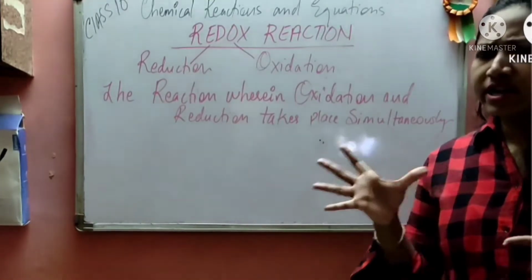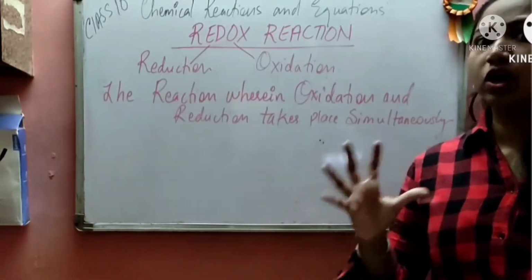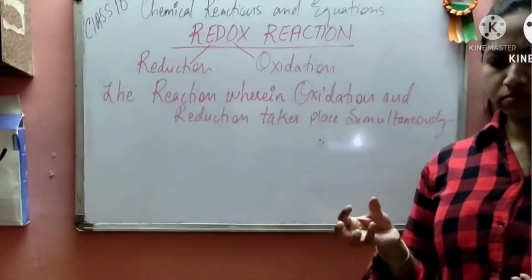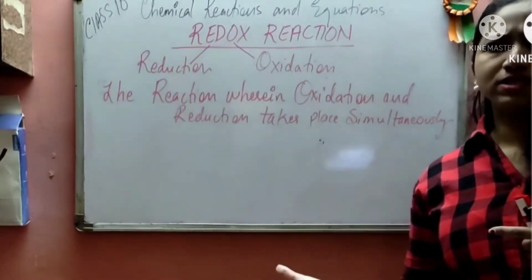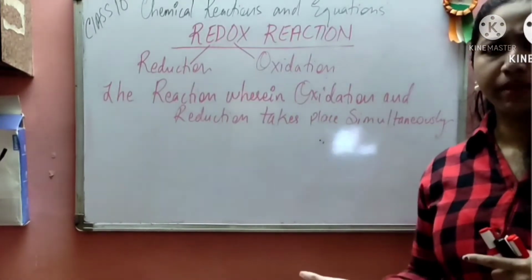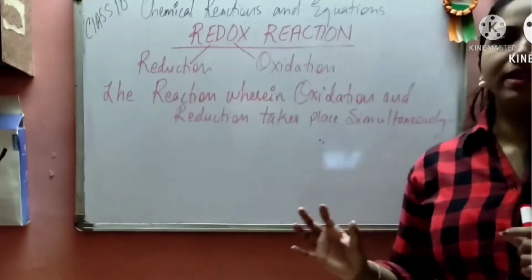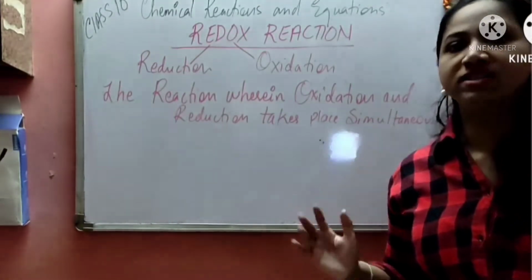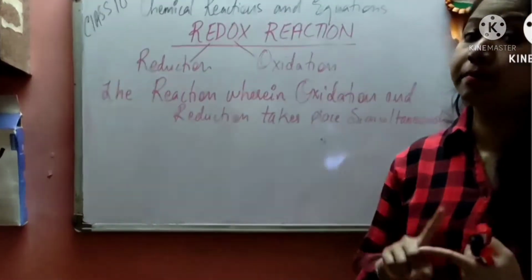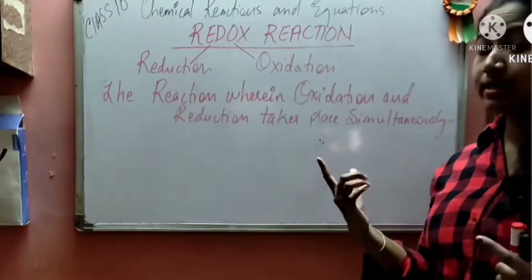So whenever a reaction involves reduction and oxidation, that particular reaction is called a redox reaction. If in a reaction there is oxidation and no reduction, or if there is reduction and no oxidation, that reaction will not be called a redox reaction. There has to be oxidation and reduction simultaneously, then only it is going to be called a redox reaction.